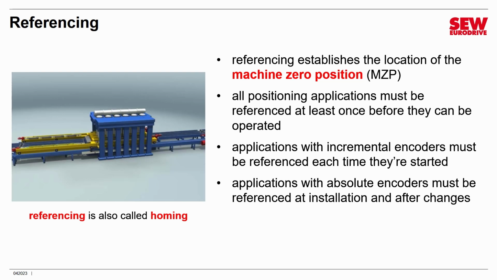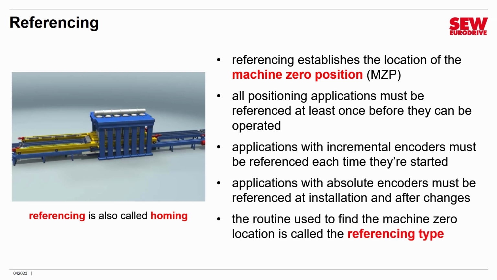The only time you reference them is when you install them or if you make some kind of mechanical change to the application machinery. That is one reason absolute encoders are so nice. You don't have to keep re-referencing them. But either kind of encoder can be used to provide a position. It's just with incremental encoders, it's a little more work.